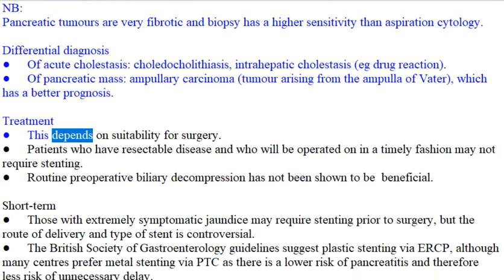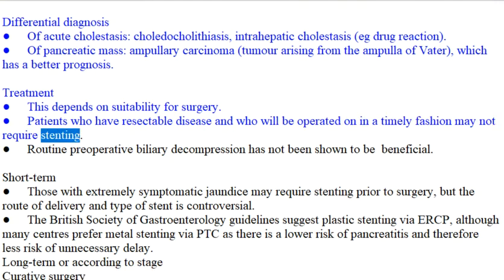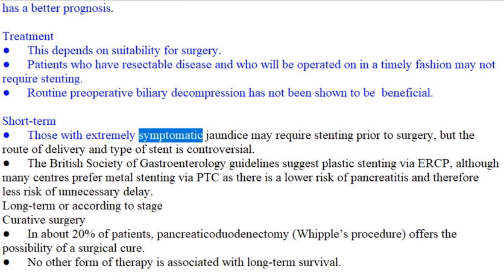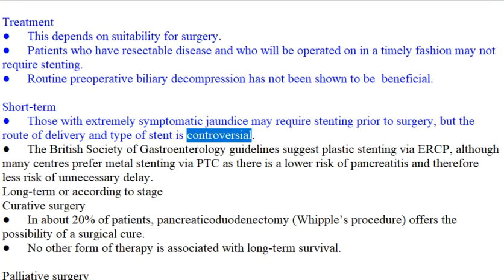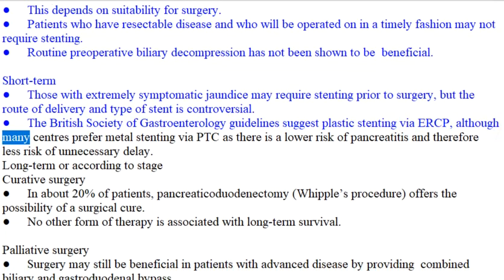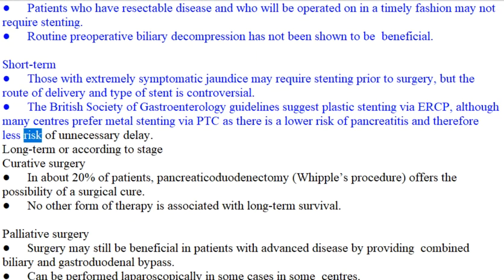Treatment. This depends on suitability for surgery. Patients who have resectable disease and who will be operated on in a timely fashion may not require stenting. Routine preoperative biliary decompression has not been shown to be beneficial. Short term: those with extremely symptomatic jaundice may require stenting prior to surgery, but the route of delivery and type of stent is controversial. The British Society of Gastroenterology guidelines suggest plastic stenting via ERCP, although many centers prefer metal stenting via PTC as there is a lower risk of pancreatitis and therefore less risk of unnecessary delay.